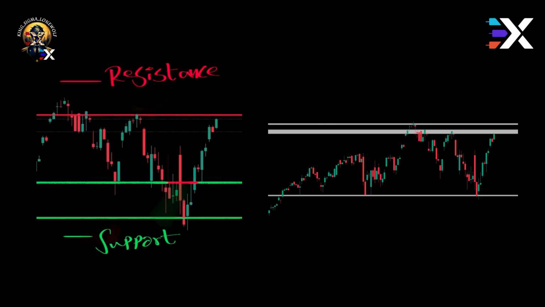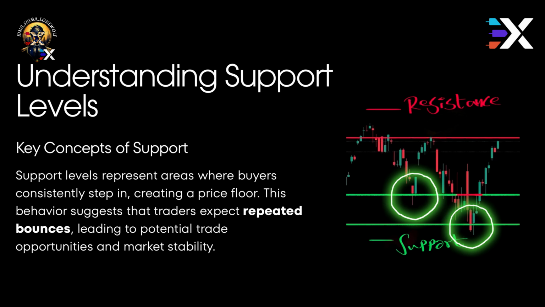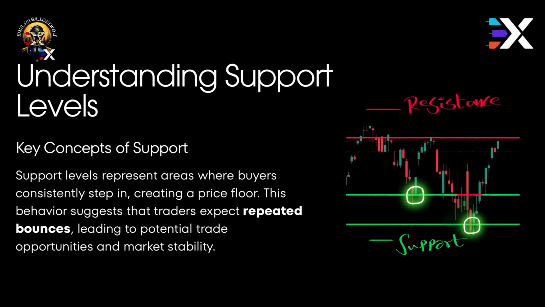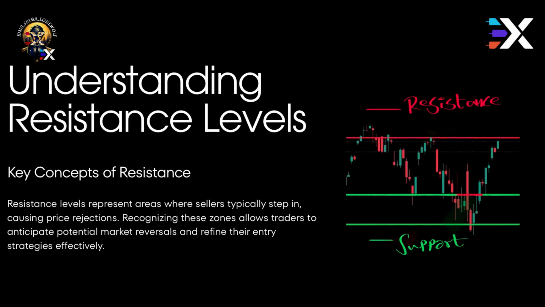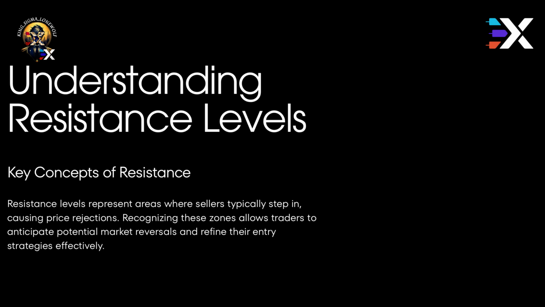So let us start with the basics. What exactly is support and what is resistance? Support is simply a place where buyers stepped in before and showed they are willing to do it again. Resistance is where sellers pushed back and showed strength. These are not magic levels. They are areas where actual decisions were made. Once someone understands that, what comes next?